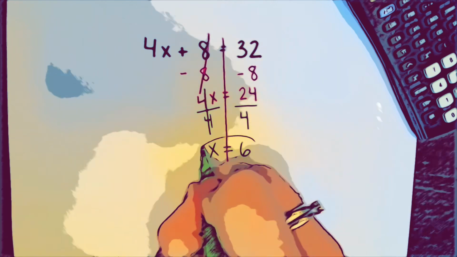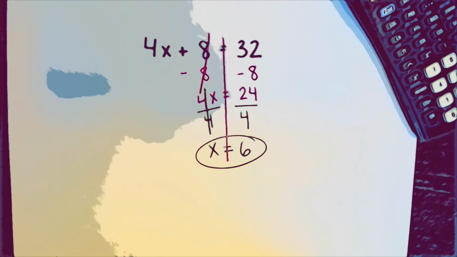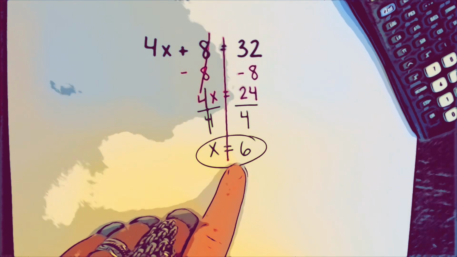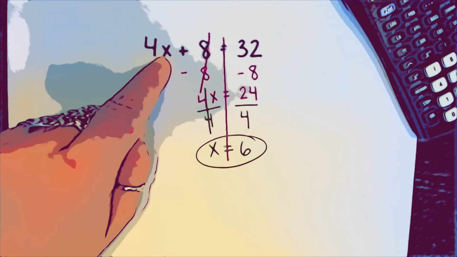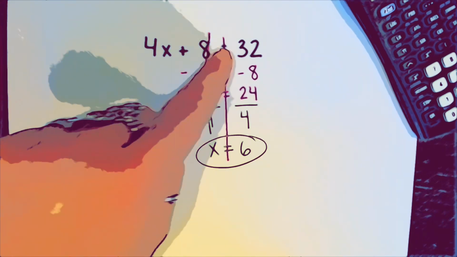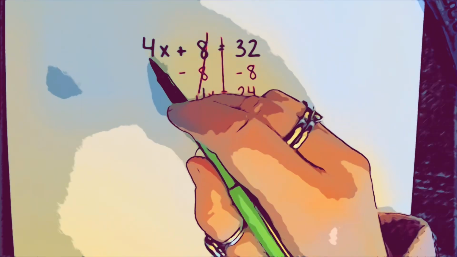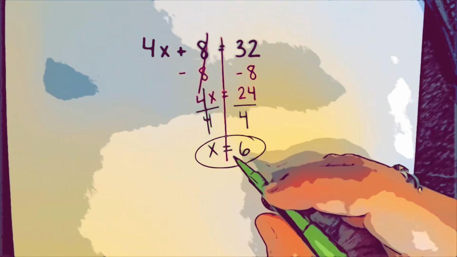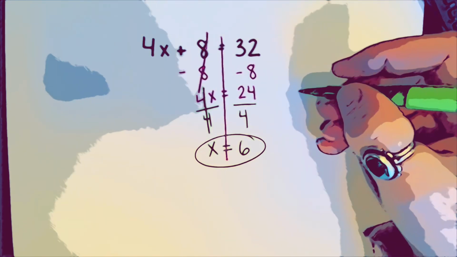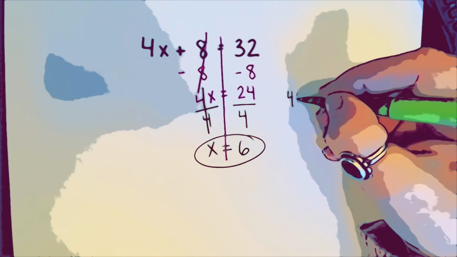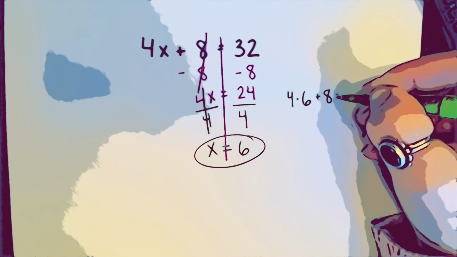x equals 6. Now, because we want to be sure that we did not make any mistakes, we are going to take our x and we are going to enter it back into our original equation to make sure that it is in fact true. We want both sides to equal each other. So my original equation was 4x plus 8, and instead of x, I'm going to insert the number 6, and I'm going to multiply 4 by 6. So I have 4 times 6 plus 8 equals 32.